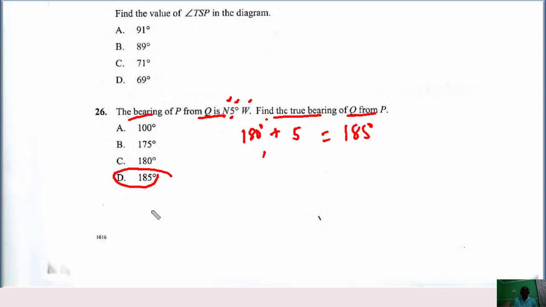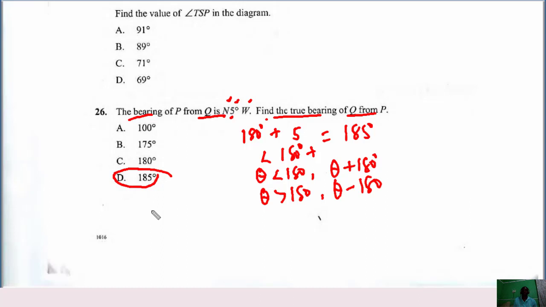So what it means is that when we are given a question, anytime the angle is less than 180, add that angle to 180. Just add it. So the rule is that when theta, which is the angle, is less than 180, you add that theta to 180 to get your result. But where theta is greater than 180, you subtract 180 from it. So this will help you to solve it easily. We are now moving on to question 27.